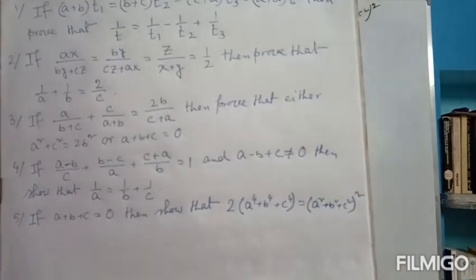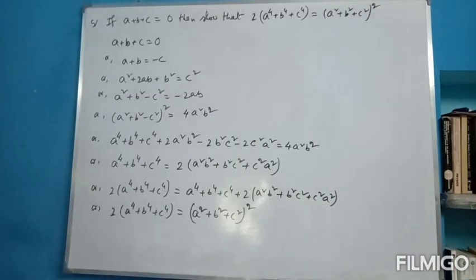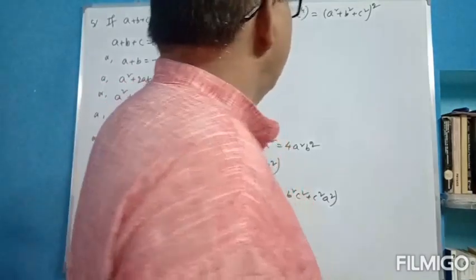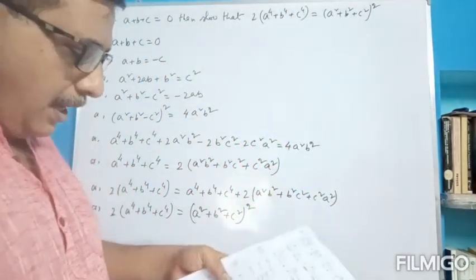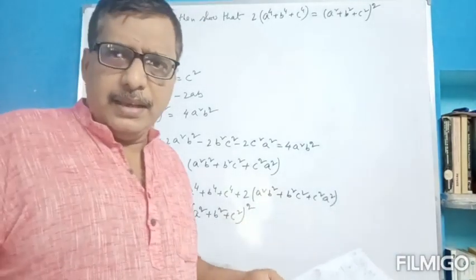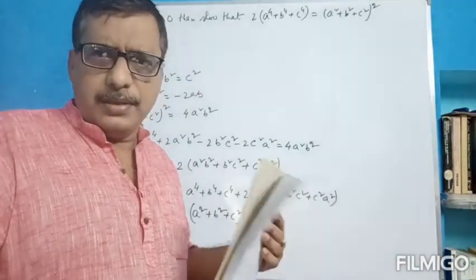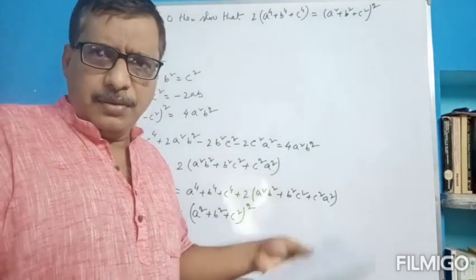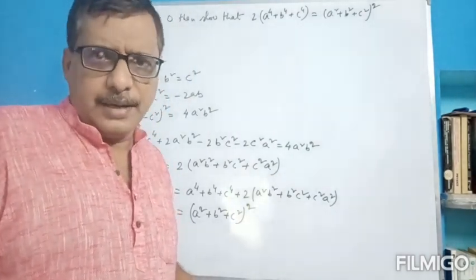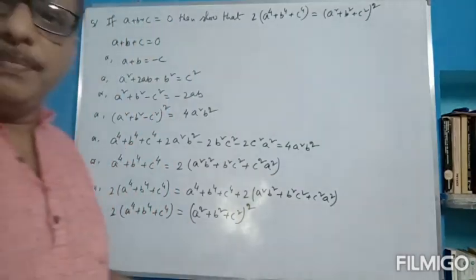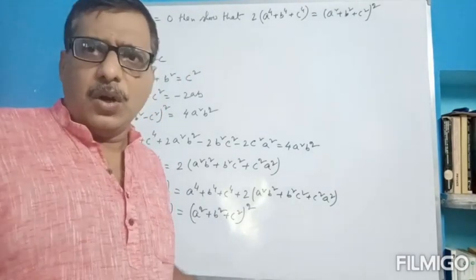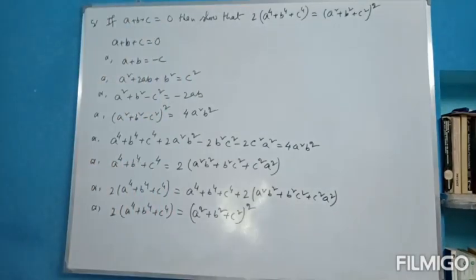Problem number 5: it is given that if a plus b plus c is equal to 0, then show that 2(a to the power 4 plus b to the power 4 plus c to the power 4) is equal to (a square plus b square plus c square) whole square. I think these problems are not so easy, so watch this video carefully, otherwise you can't understand this problem. I repeat once again, these problems are not so easy, in my point of view obviously.